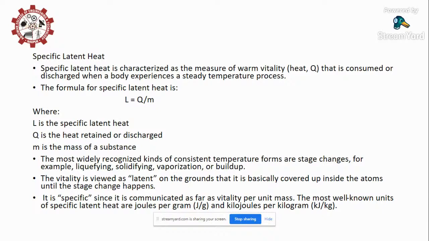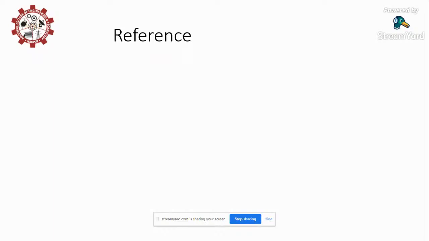Okay. It is specific since it is expressed in terms of energy per unit mass. The well-known units of specific latent heat are joules per gram and kilojoules per kg. So these are the units for expressing specific latent heat. So we have the reference here, as I've told you, Fidara and Jen we'll be using. Going through the scope of the syllabus, we need to solve the numericals on heat capacity as well. So we'll see to it that it is covered here in the class.